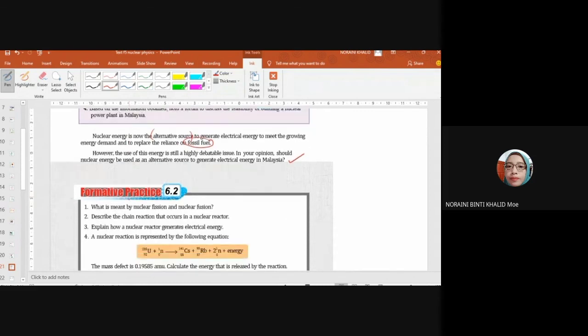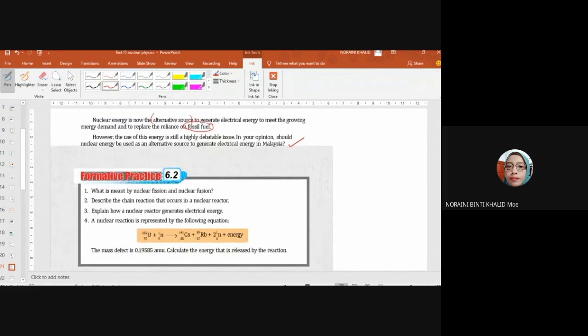Look at Formative Practice 6.2. What is meant by nuclear fission and nuclear fusion? You can look at the definition. Nuclear fission is the process where a heavy nucleus splits into two lighter nuclei by emitting radiation. For nuclear fusion, two lighter nuclei fuse or combine to form a heavy nucleus by emitting radiation and nuclear energy.